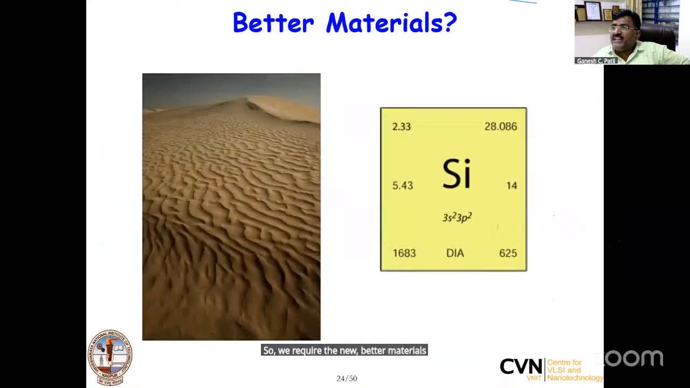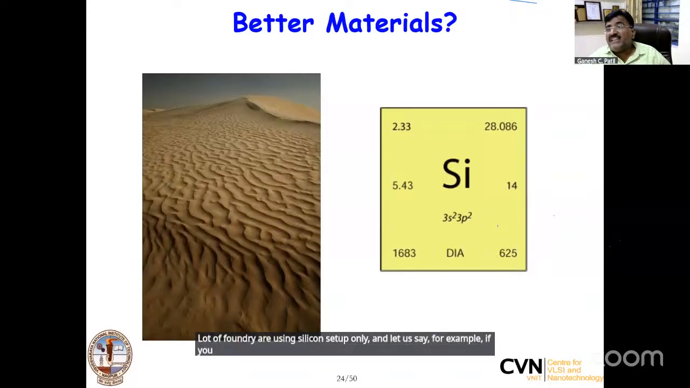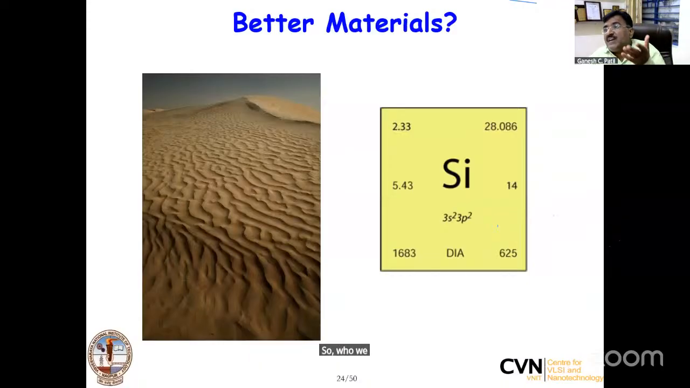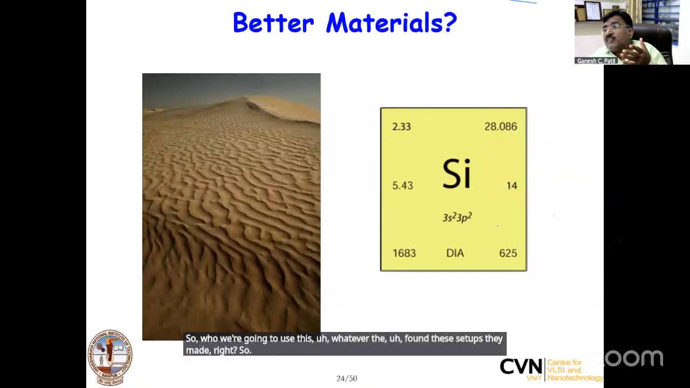Silicon is already reaching its limit now, but people also don't want to compromise on silicon because a lot of foundries are using silicon setups only. Let us say, for example, if you don't use silicon and go with another material, crores of rupees of foundry they have already established, so who is going to use whatever foundry setups they have made, right? So people are looking for any alternative material to silicon also, and they are coming up with a new silicon polytype that is called silicene.